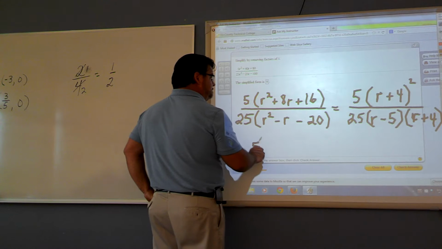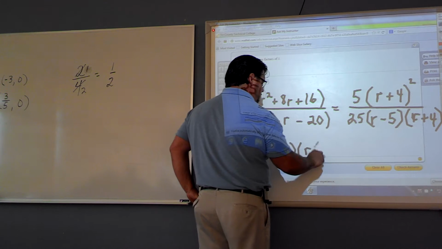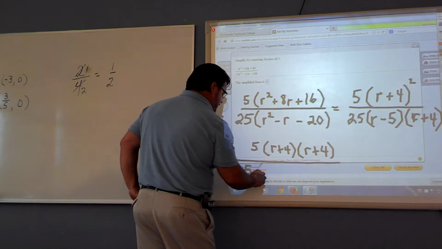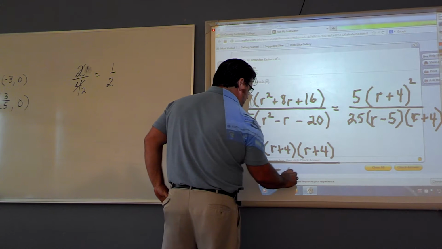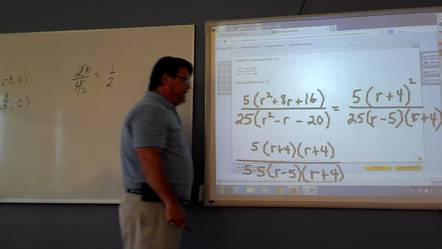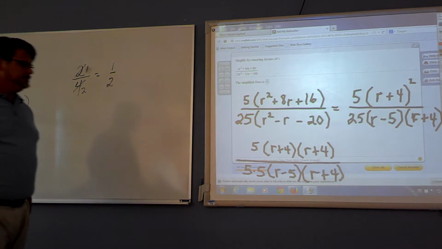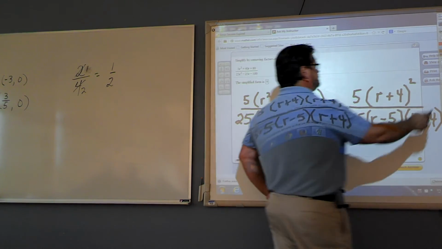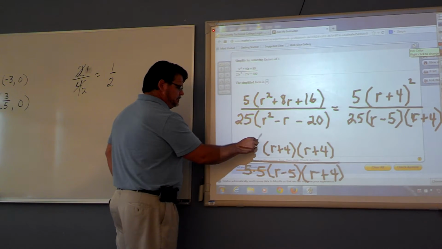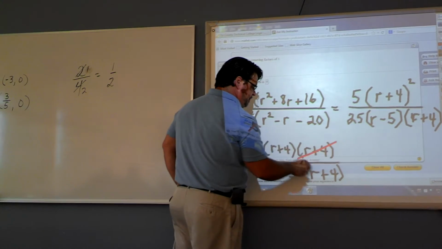5 times R plus 4 times R plus 4 over 5 times 5 times R minus 5 times R plus 4. I expanded everything out. Now what can I do? I'm going to take my red marker, and what can I cancel? Well, 2 of the 5's can go out, and R plus 4.